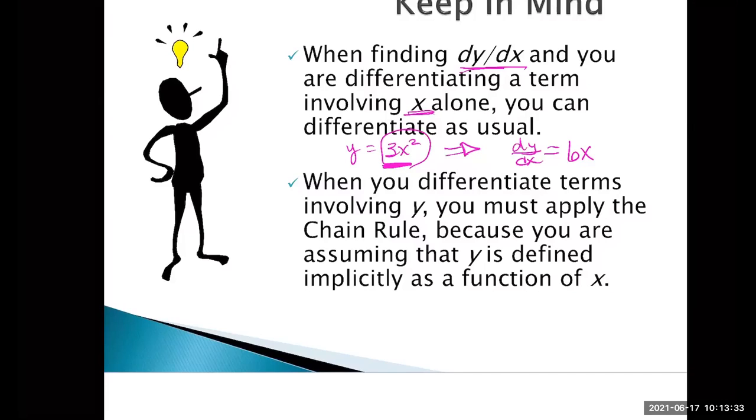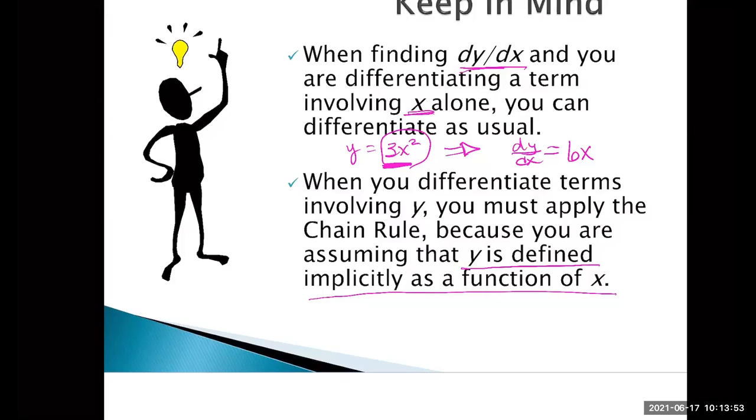When you differentiate a term involving y, you have to use the chain rule because in all of these problems, we are assuming that y is defined implicitly as a function of x, which means that it makes sense to find the derivative of y with respect to x.